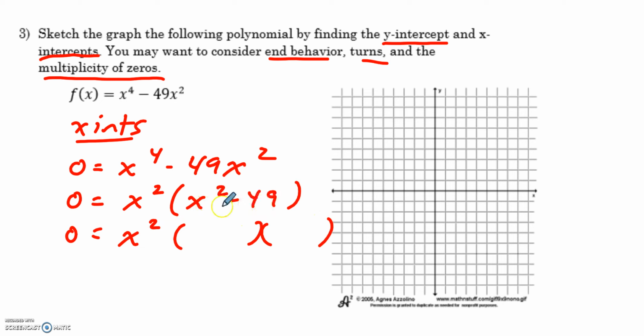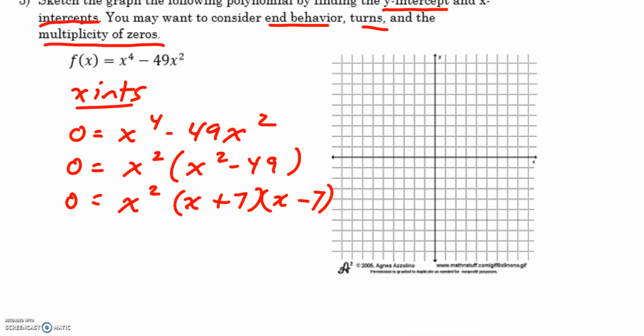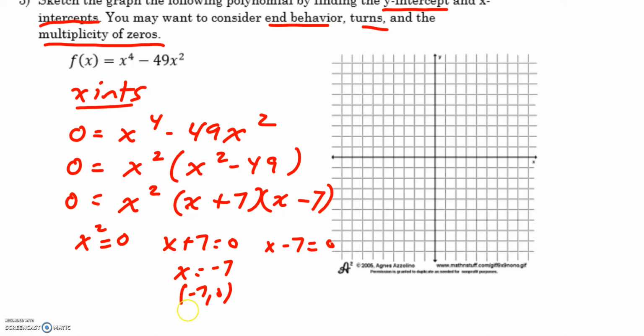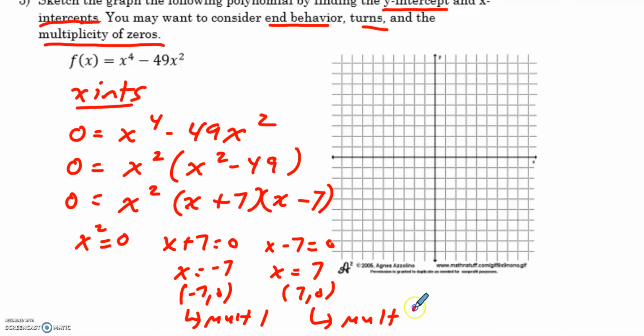If I continue to factor this quadratic, we'd have x times x, 7 times 7. My middle term needs to cross out, so we have one positive and one negative. So I have 3 equations to find my roots. X equals negative 7 only occurs one time, so the zero (negative 7, 0) has a multiplicity of 1. This zero (7, 0) also only occurs once, so it has a multiplicity of 1.